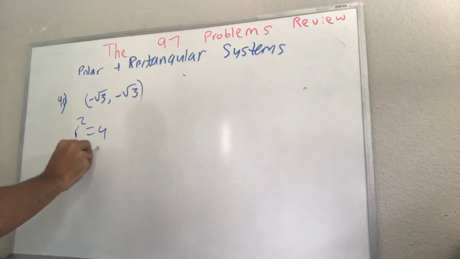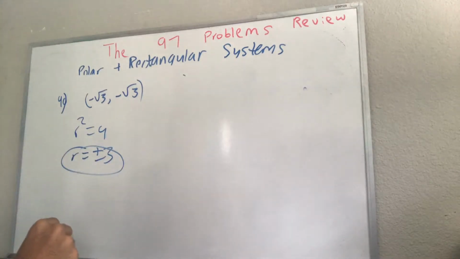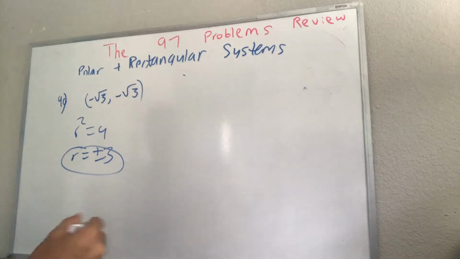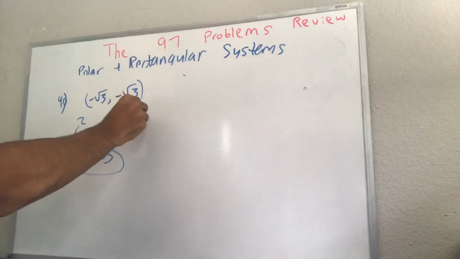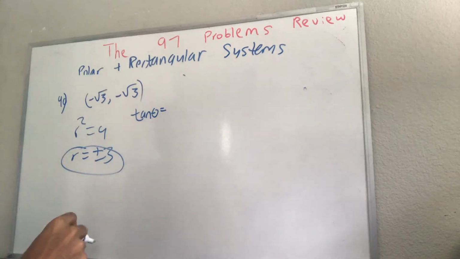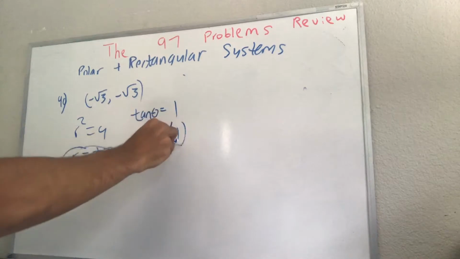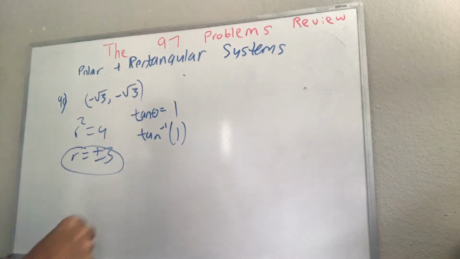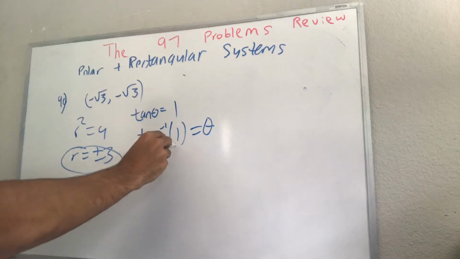Well, therefore r is equal to plus minus 3. Again, consider this negative 3 when we're writing our four notations. And then we know that tangent of theta is equal to y over x. Well, negative root 3 divided by negative root 3, that's just 1, right? So when we're doing tangent inverse of positive 1, that should give us our angles, right? So that is equal to theta. So theta is equal to pi over 4, right?